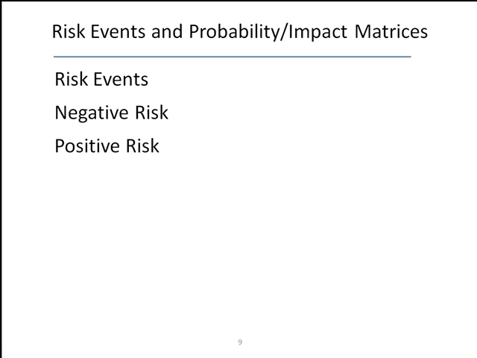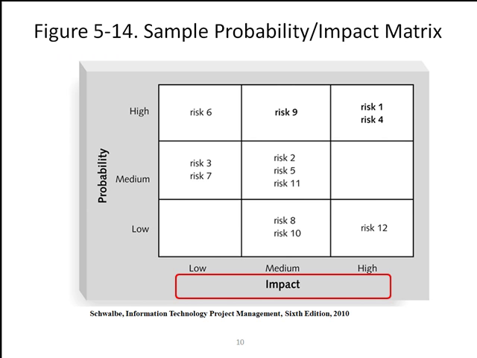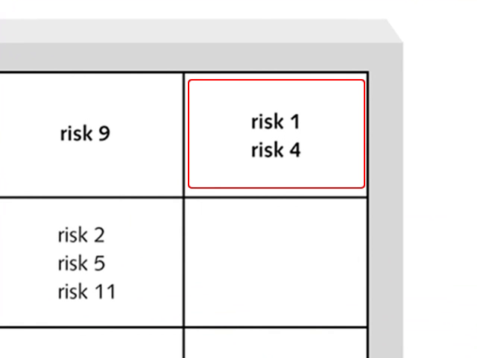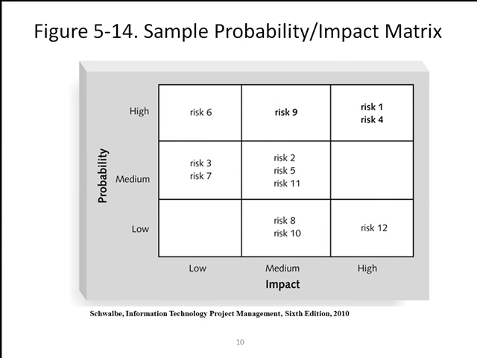Let's look at how you can chart the probability and impact of risk events on a matrix. The impact of the risk is on the horizontal axis. The probability of the risk is on the vertical axis. There were 12 risk elements identified for this project in this chart. They are charted according to their impact and probability. So you can see that risk 1 and 4 in the top right quadrant have a high impact on the project and a high probability of occurring. So understanding and planning for these are most critical to the project's success.